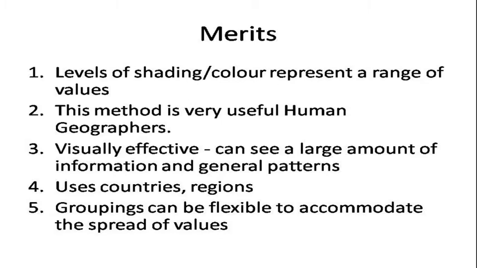This method is very useful for human geographers, because in this mostly we can show the agriculture production, livestock, density of population, which is very important for human geographers, as isopleth is important for the meteorological department or physical geography. Third, visually effective, can see a large amount of information and general patterns.